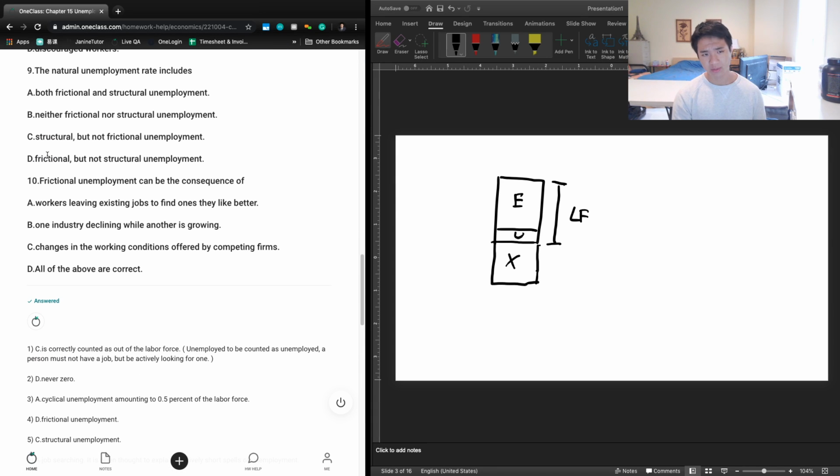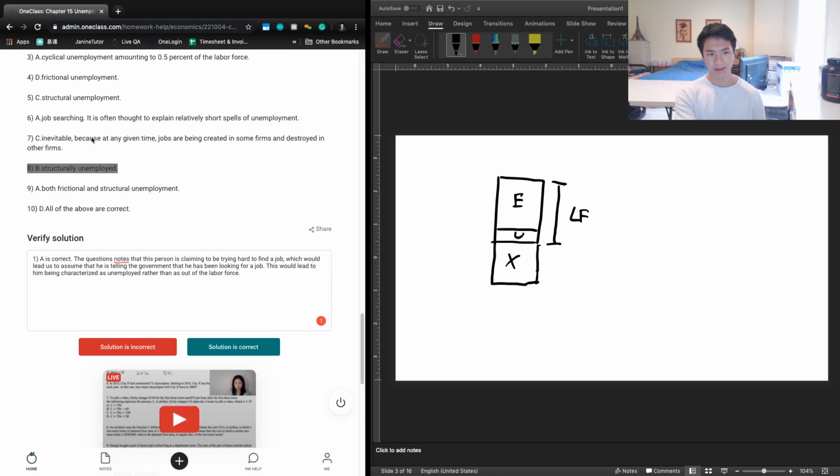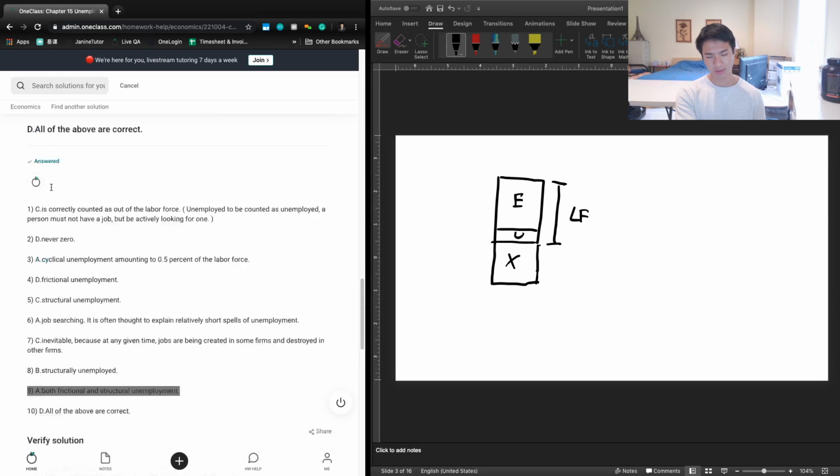9 says the natural unemployment rate includes A, both frictional and structural unemployment, B, neither frictional nor structural unemployment, C, structural but not frictional, or D, frictional but not structural. So we talked about this in number 1, but the natural unemployment rate includes frictional and structural, and then the actual rate is frictional and structural plus cyclical. So in this case, if we're just talking about natural, then it's going to be A, both frictional and structural unemployment are included. So A says both frictional and structural unemployment, which is great.